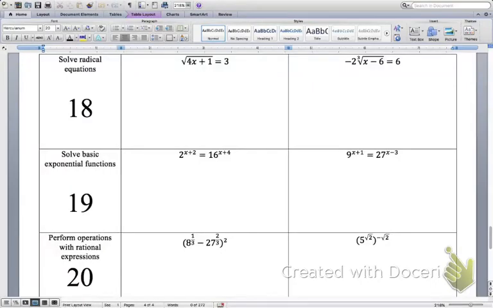This is the Mastery Study Guide video for topics 18, 19, and 20. So again, we're still sticking with our radical expressions, radical equations, rational exponents. So with number 18, we have a square root and an equation.